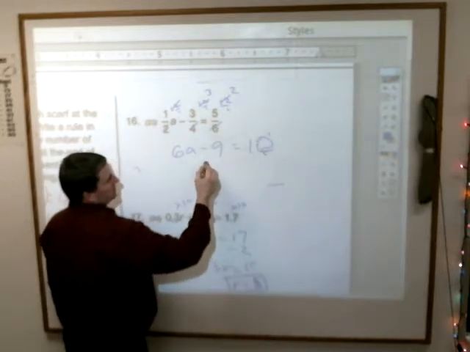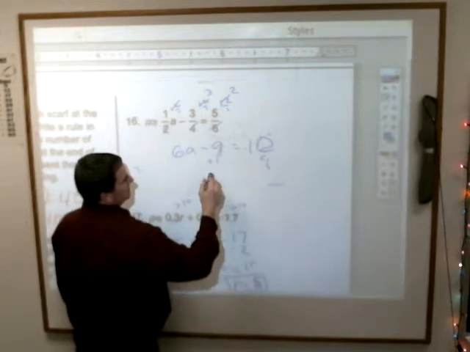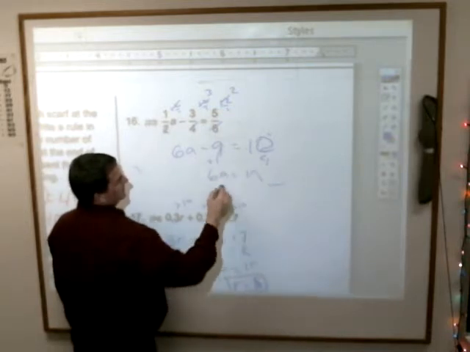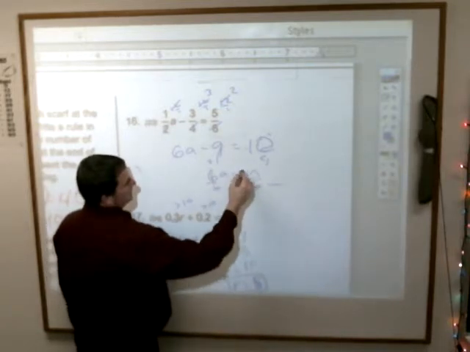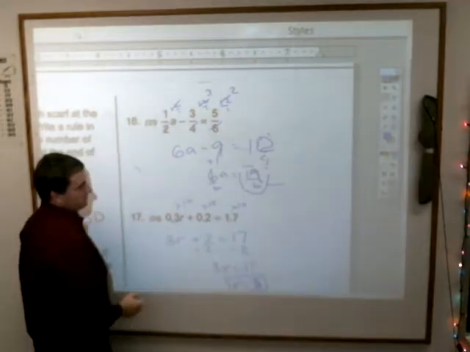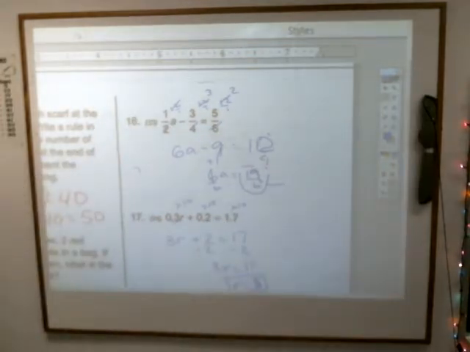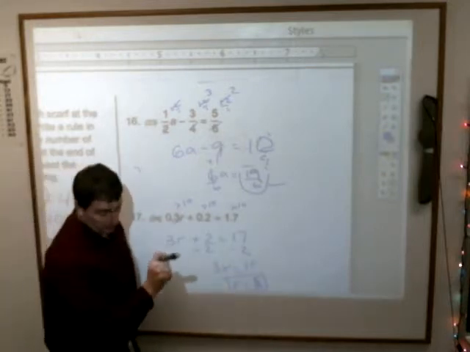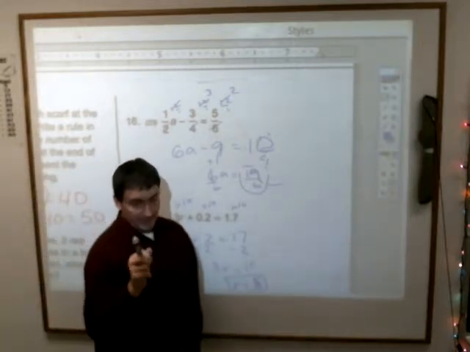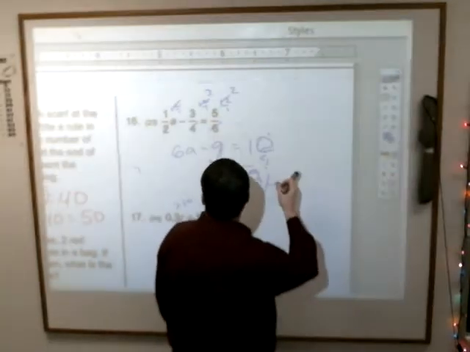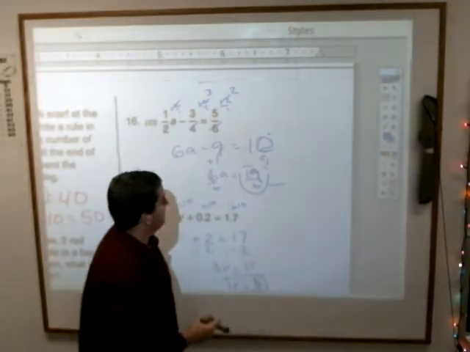Now to solve it, you just add 9. 6a equals 19, divide by 6, divide by 6. 19/6. To me, I'd rather not do fractions, but personal preference only. Nikki Collin: For number 16, would you accept 3 1/6? Yeah.